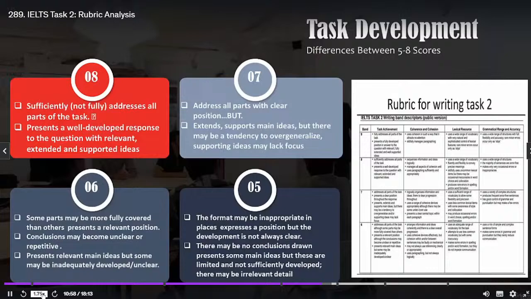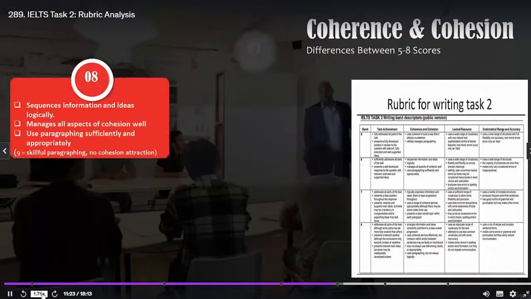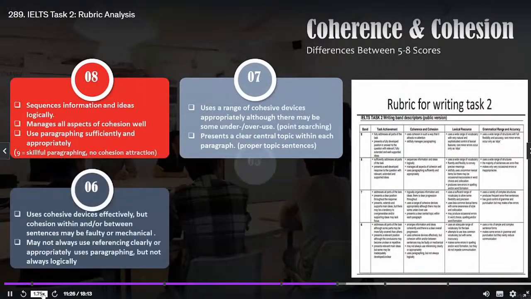You have to understand when you're getting that 5 or that 6 or 7, what do I need to do to move from one section to the other? And in the lecture that follows this, I'm going to actually break down for you how to do that. For coherence and cohesion, the same idea. We can see the differences between an 8, 7, 6, and 5.